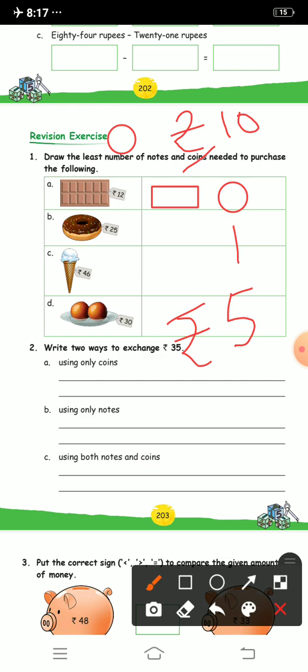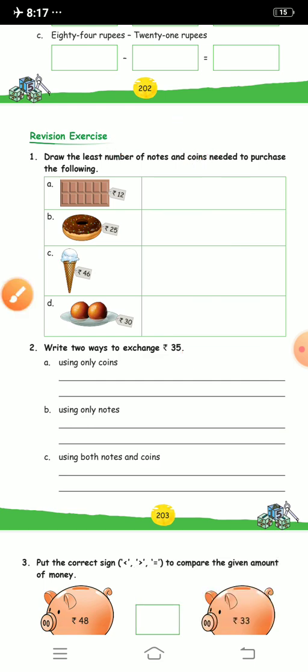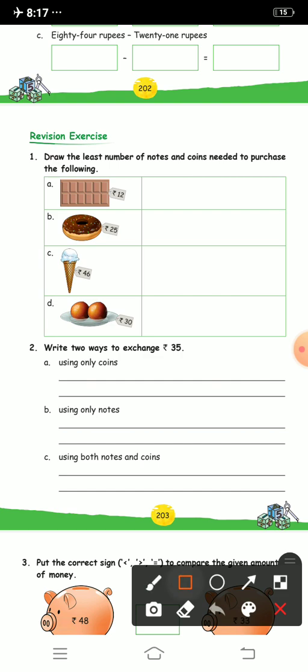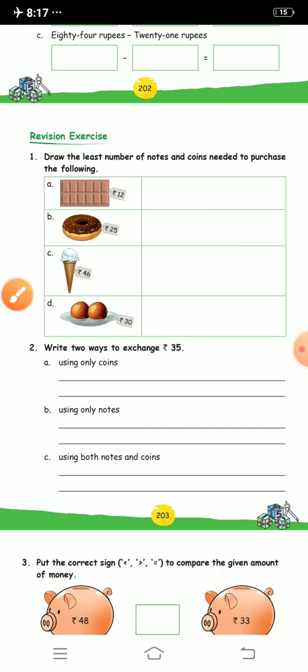Okay. So the next is, you can see a donut which is of rupees 25. So children, which least number of notes can we draw here? 10, 5, no. 20, yes, 20. We'll draw a note of 20, and then a coin of rupees 5. Here like this. So inside the note you will write rupees 20, and inside the coin you will write rupees 5. Okay.